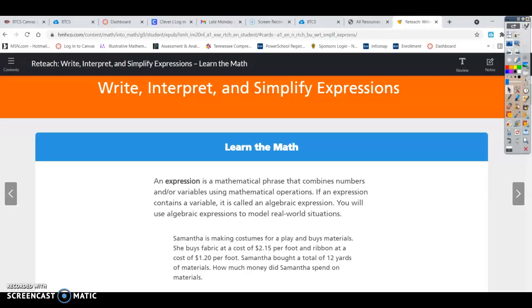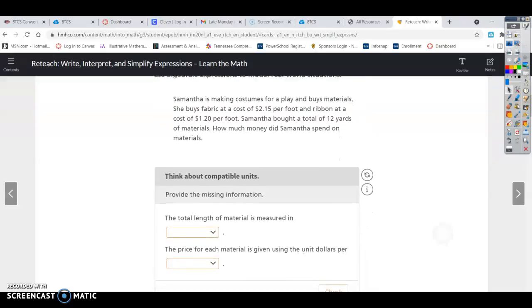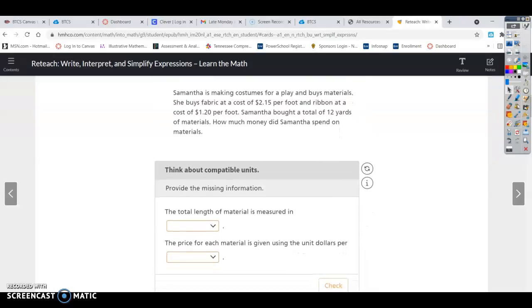All right, so let's look at an example. Samantha is making costumes for a play and buys materials. She buys fabric at a cost of $2.15 per foot and ribbon at a cost of $1.20 per foot. Samantha bought a total of 12 yards of material. How much money did Samantha spend on materials?